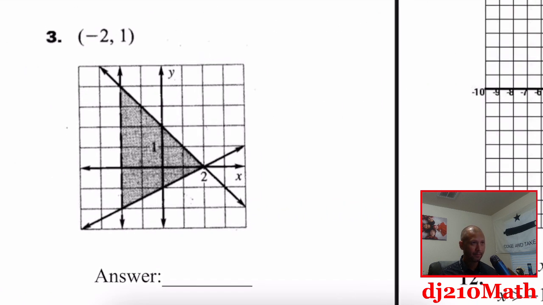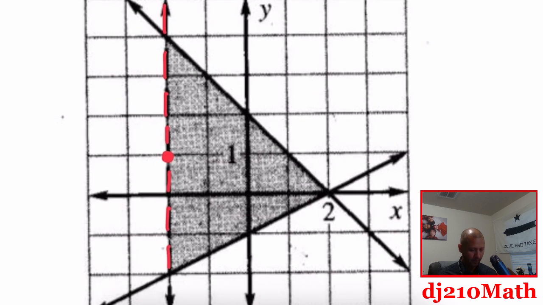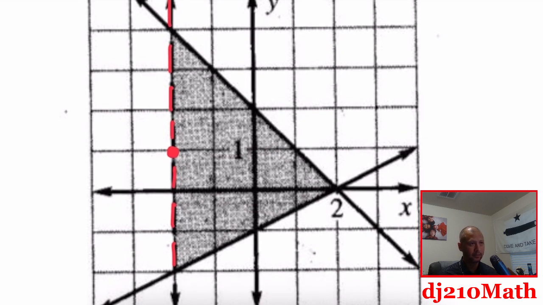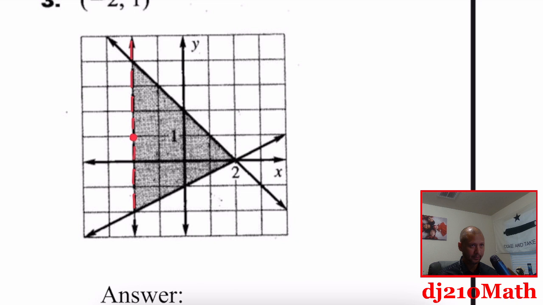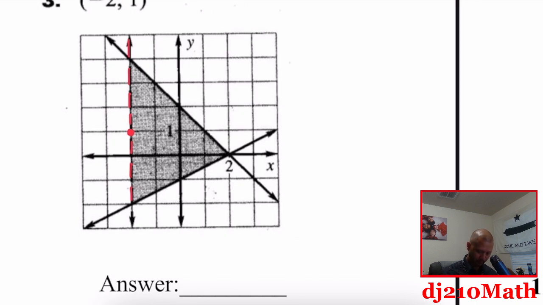Number 3. Negative 2, 1. All right, this one's a little bit more interesting. It looks like it's in the gray, but if you notice, it's on a dashed line, a dotted line, right? So when it falls on the dashed line, we do not include these values in our solution set. So this is not a solution, right? Because it's on the line.